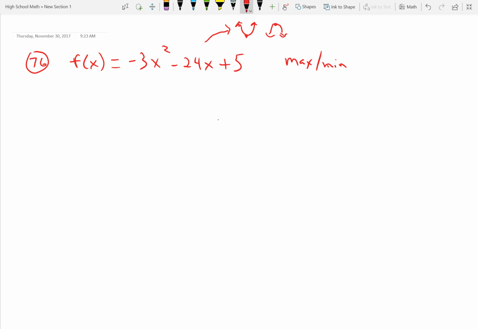Well, that can be determined by the sign of this first coefficient. Since this thing is negative, the parabola will open in a downward direction and the vertex will be a maximum. We can find that by a formula we've used before. x equals negative b divided by 2a. This gives you the axis of symmetry, but it also gives you the x value of the vertex.